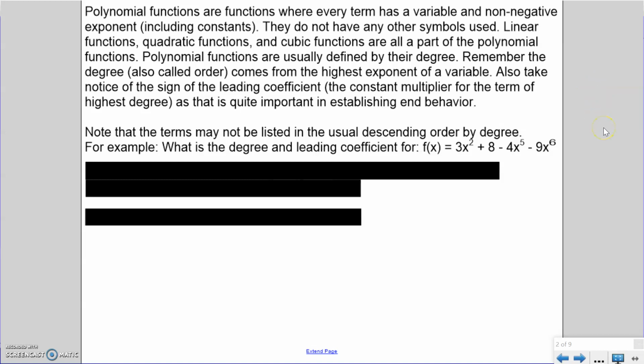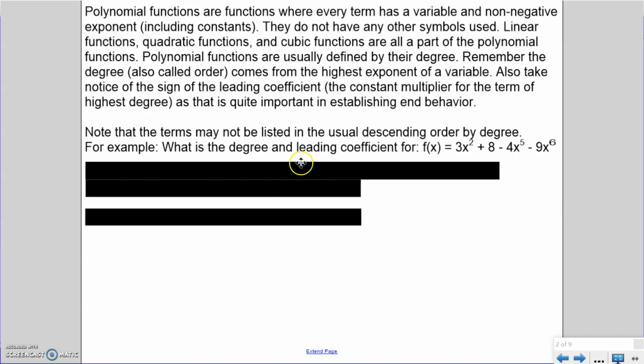Polynomial functions are usually defined by their degree. Remember, the degree, or also called order, comes from the highest exponent of a variable. Also take notice of the sign of the leading coefficient. That's the constant multiplier for the term of the highest degree, as that is quite important for establishing end behavior. Note that the terms may not be listed in the usual descending order by degree.